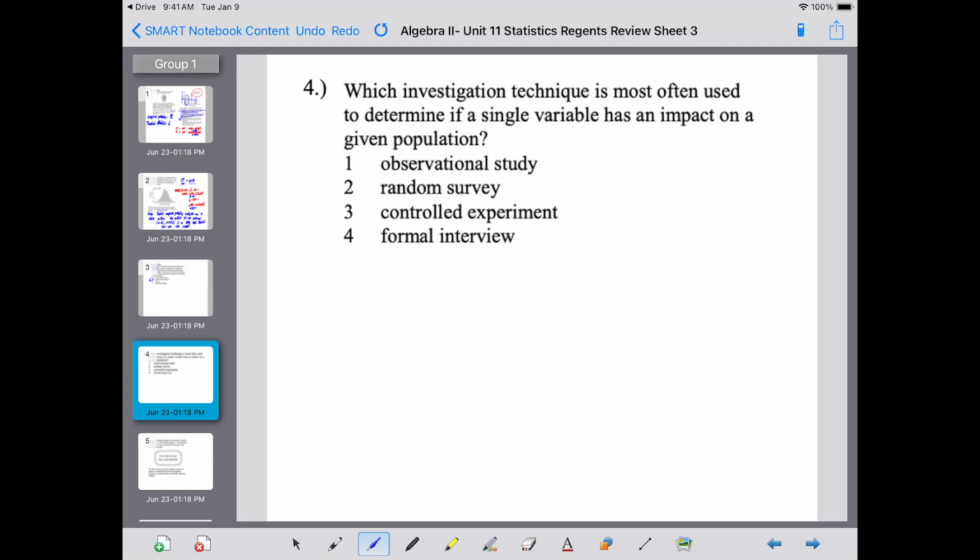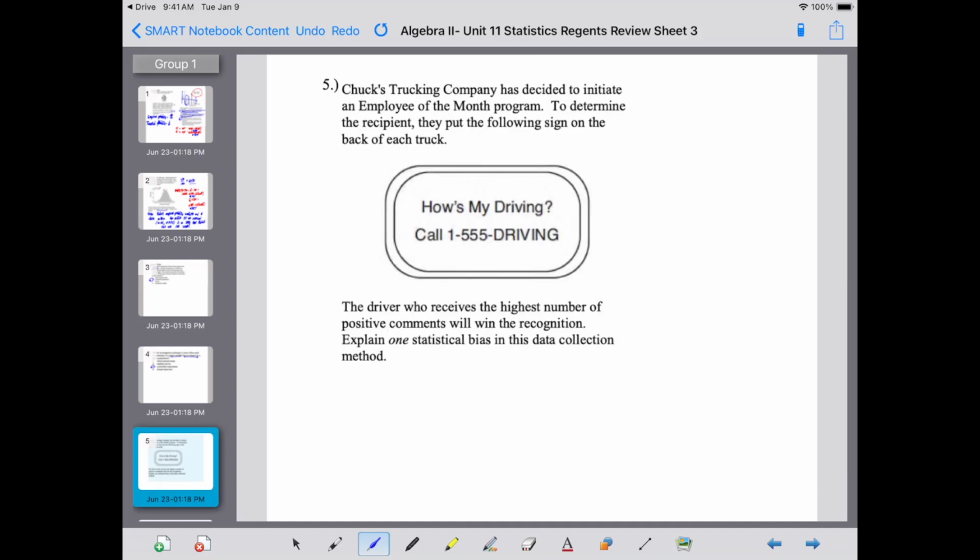Which investigation technique is most often used to determine if a single variable has an impact on a given population? Single variable sounds very controlled to me. Has an impact, a cause. That's controlled experiment. Controlled experiment has cause and effect.